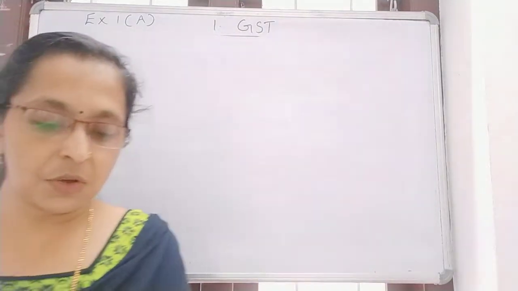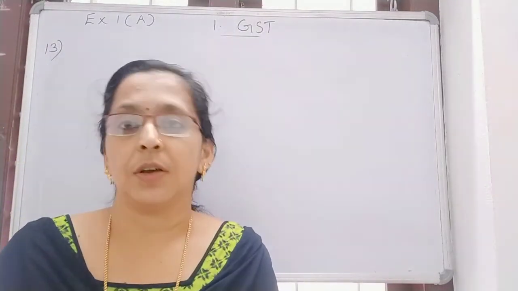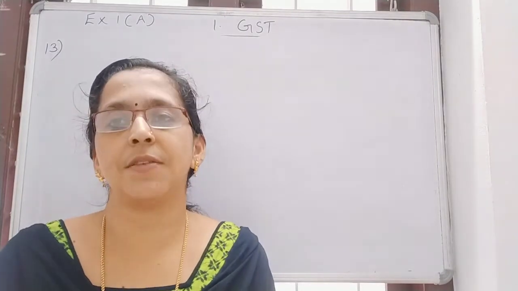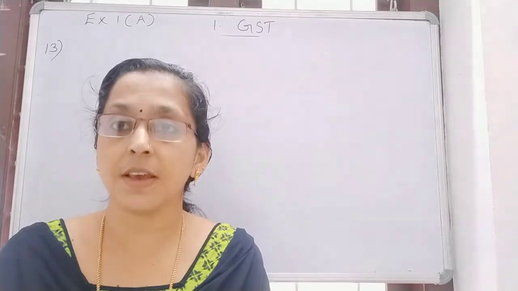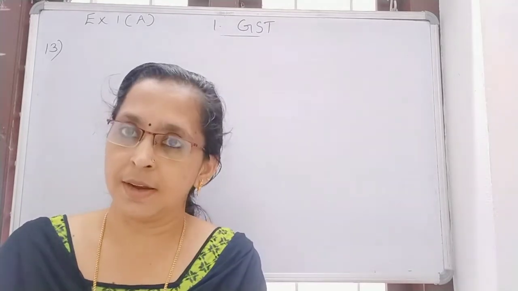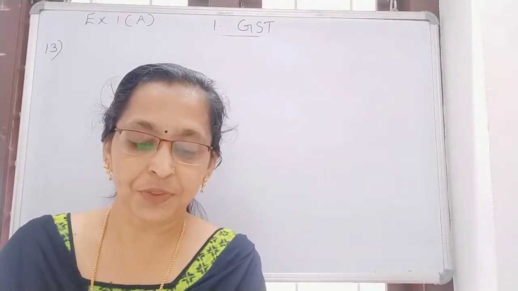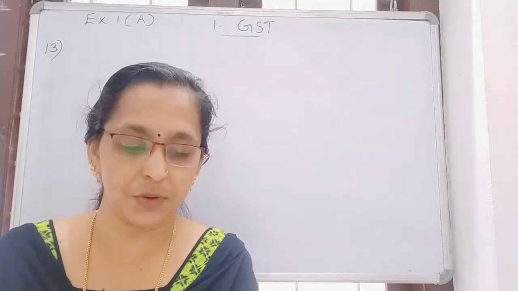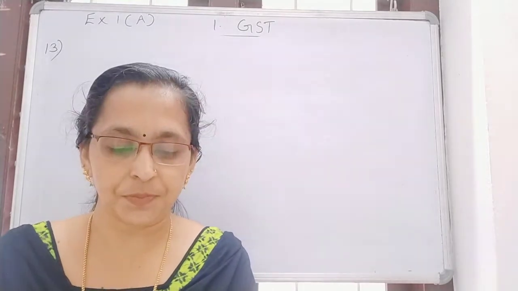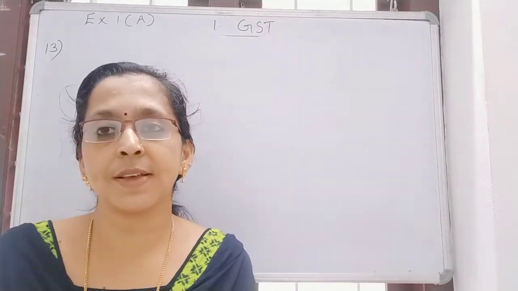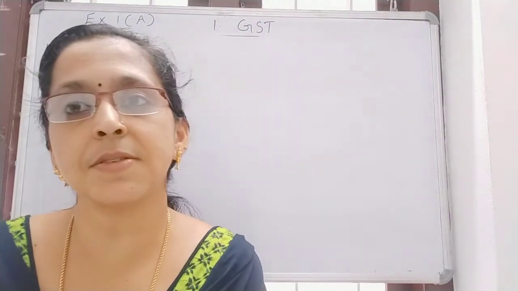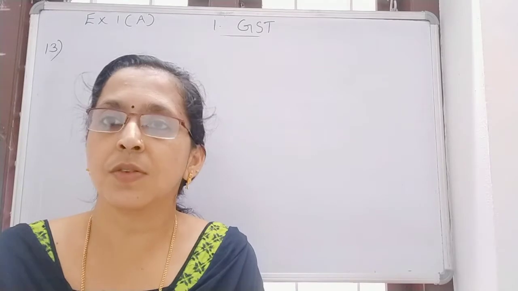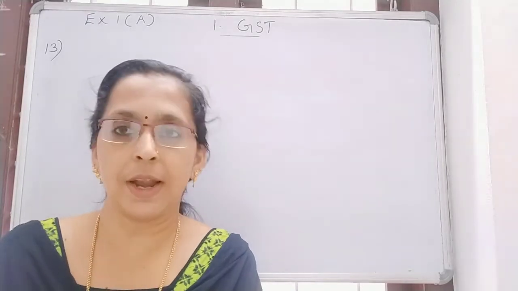So what are the things given? GST in rupees is given as 900, not in percentage form. SGST is given as 900. So, GST in percentage form is given as 18%. SGST is given as 900, so what will be CGST? CGST will be same as SGST, no? So, CGST also will be 900.